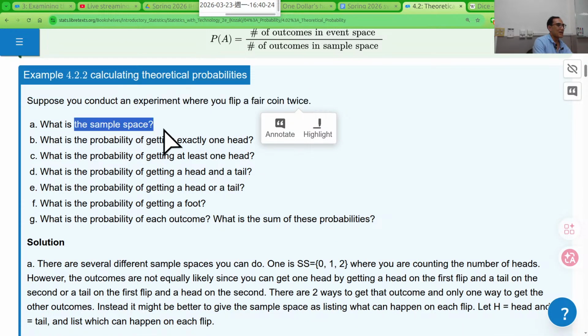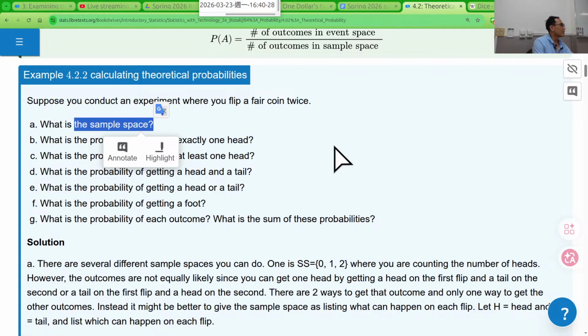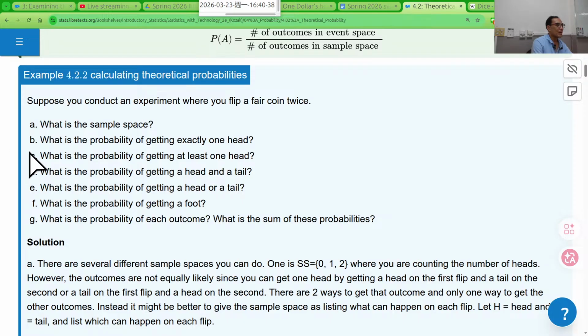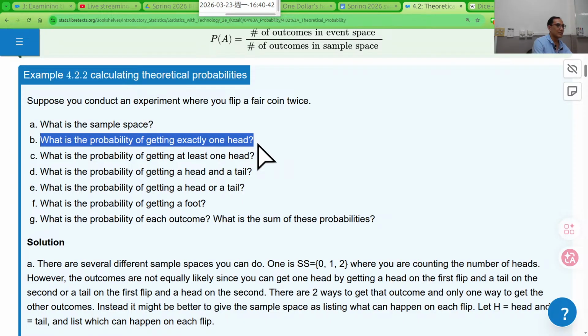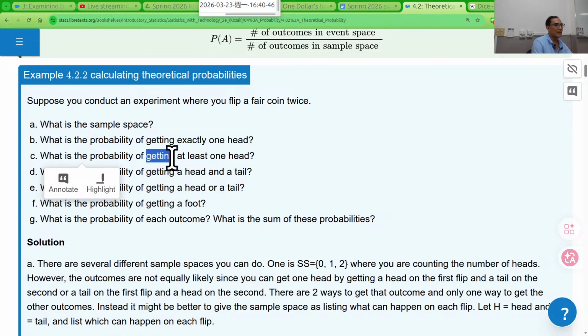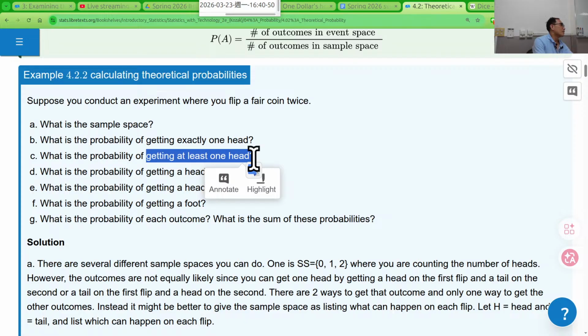What is the sample space? Head-head, head-tail, tail-head, tail-tail. You can say 4 combinations or 3 combinations; you can think differently. Okay, what is the probability of getting exactly 1 head? What is the probability of getting at least 1 head? At least 1, what does it mean?